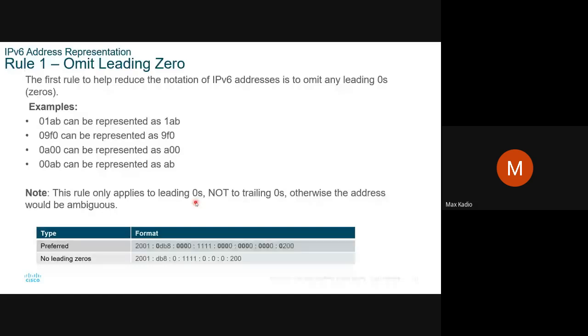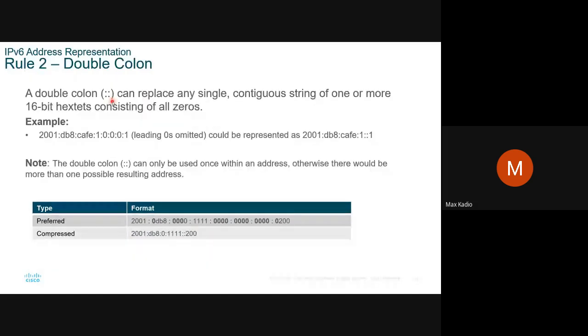Now we have rule number 2, double colon. You see, colon, colon, double colon. So we can have it only once. If you see here a lot of zeros at the same time, you can remove them and put double colon. So if you see double colon, it means it's a series of zeros, a block of 0, another block of 0. You can put them like that. So have a look again, and we continue.